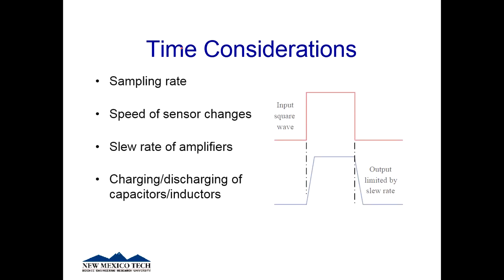So there's a couple things with that. We have to worry about how fast we take data, how fast our system can take data. We have to worry about how quickly the sensors can change state. We have to worry about what's called the slew rate of amplifiers, and I'll talk about that more in a couple of weeks. We also have to ask, do we have capacitors and inductors somewhere that are charging and discharging? What I mean by all that is, if this is what we want our response to look like, this nice square wave, the reality is things have to happen, so it takes a little bit of time. And then when we switch off here, it takes a little bit of time. So we just have to be aware that this is happening.